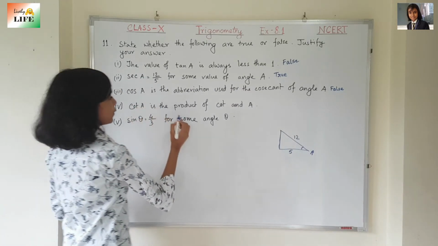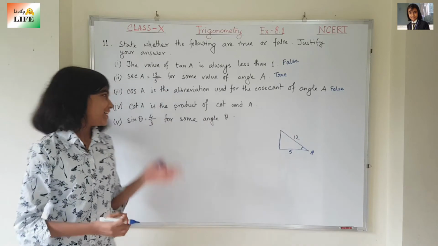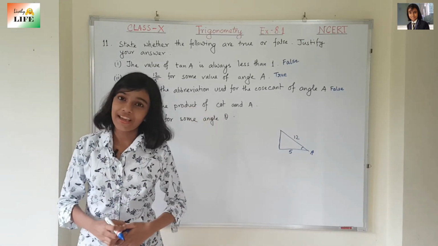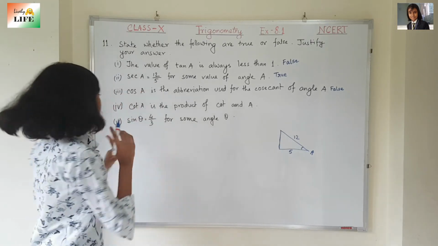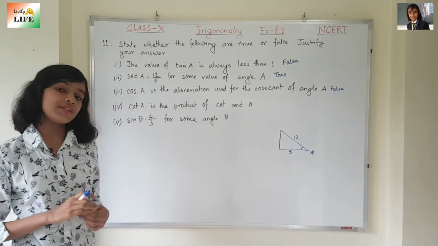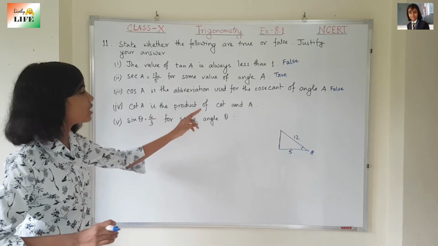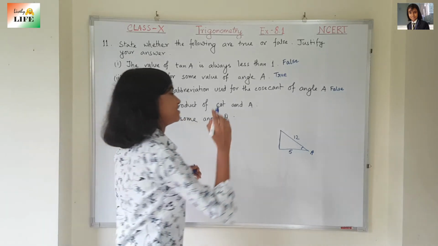Now let's move to the fourth one. Cot A is the product of cot and A. Is cot A the product of cot and A? Of course no. This is not any multiplication. Cot A is not the product of cot and A. It is false.